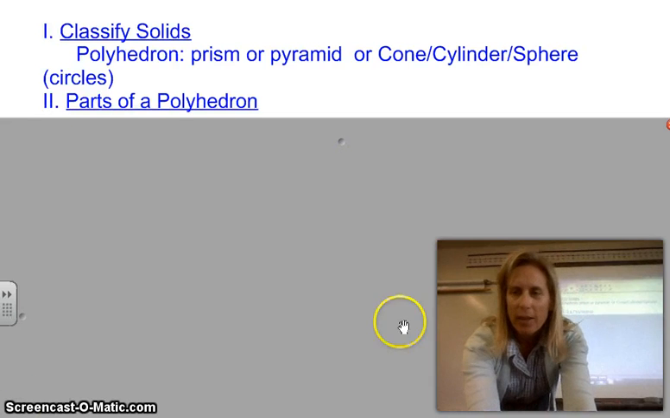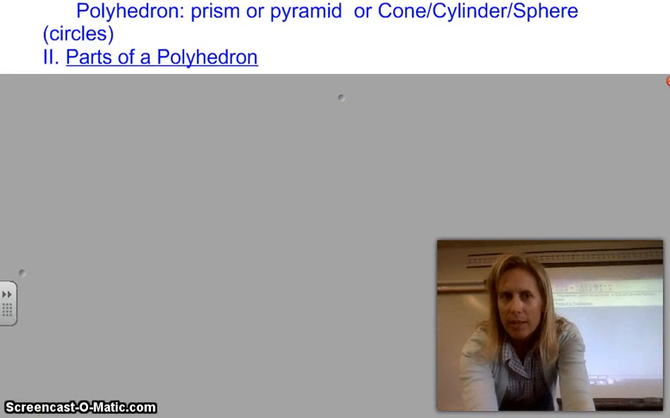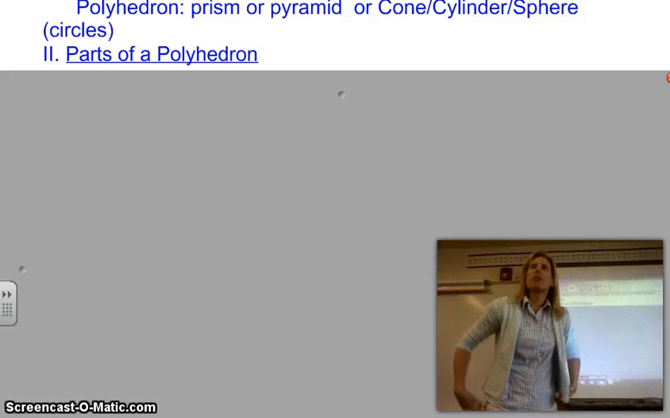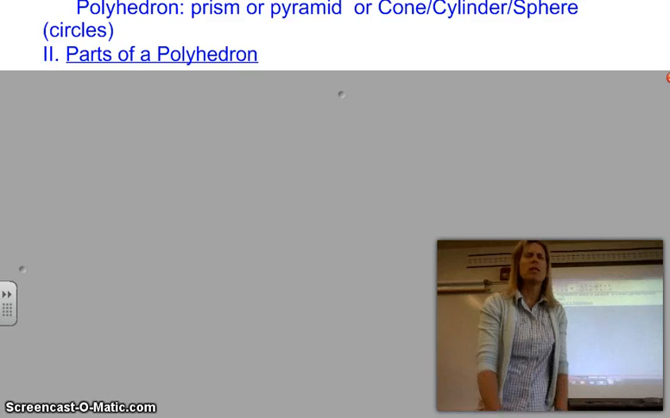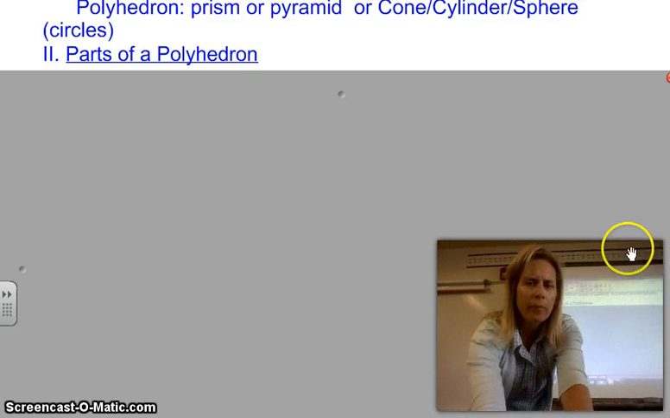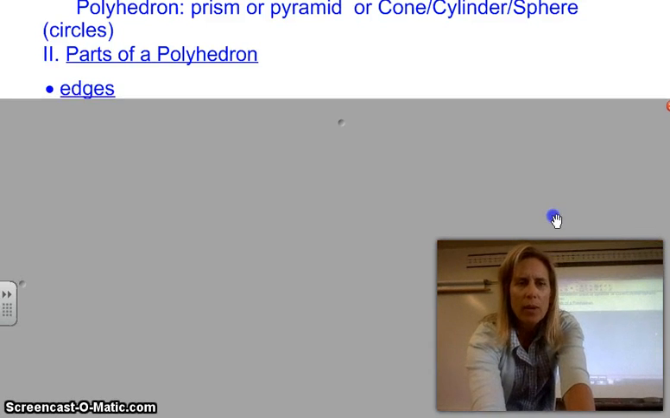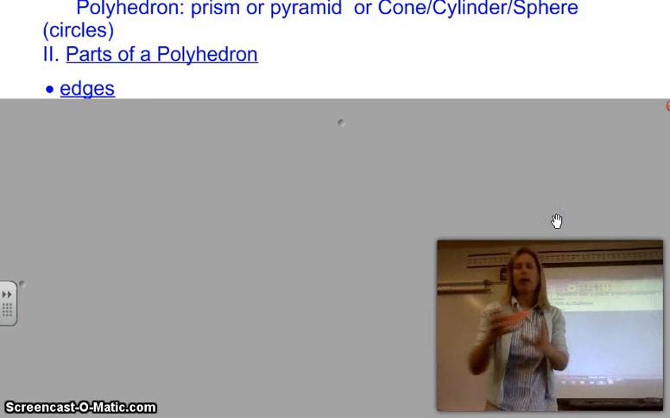Parts of a polyhedron. These are again just some definitions that we all need to understand so we can talk about these figures as we do more interesting things with them. Polyhedra have edges. So here we go, we got edges.